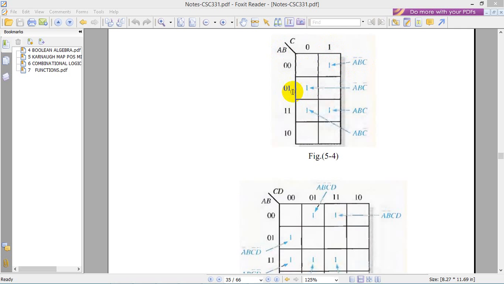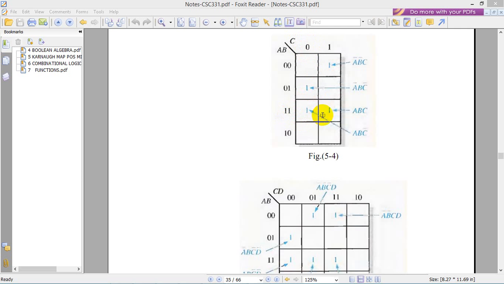When you come to this side, we have 0, 1, 0. When you want to write the expression for this one, you have to complement the A, which is 0, so that we get 1, and the B is already 1, we don't complement it, and the C is 0, we complement it, so that we get our expression. When you come to this side, we have A, B, which is 1, 1, and the C is 0.